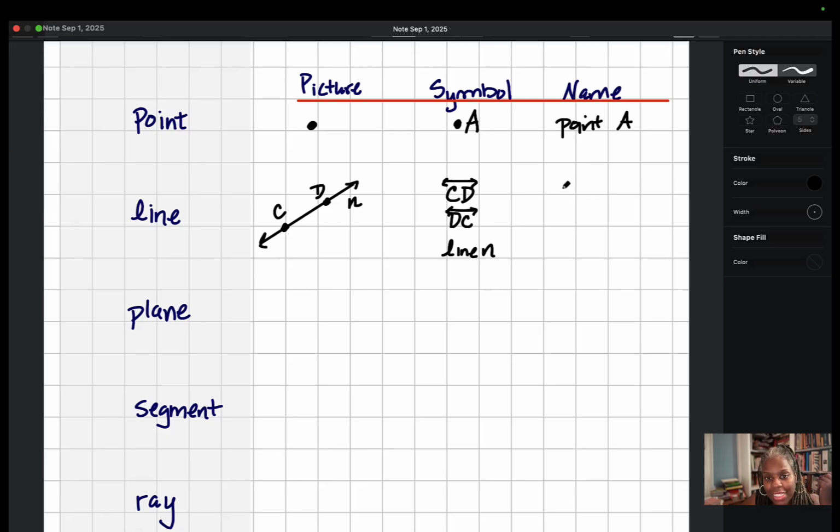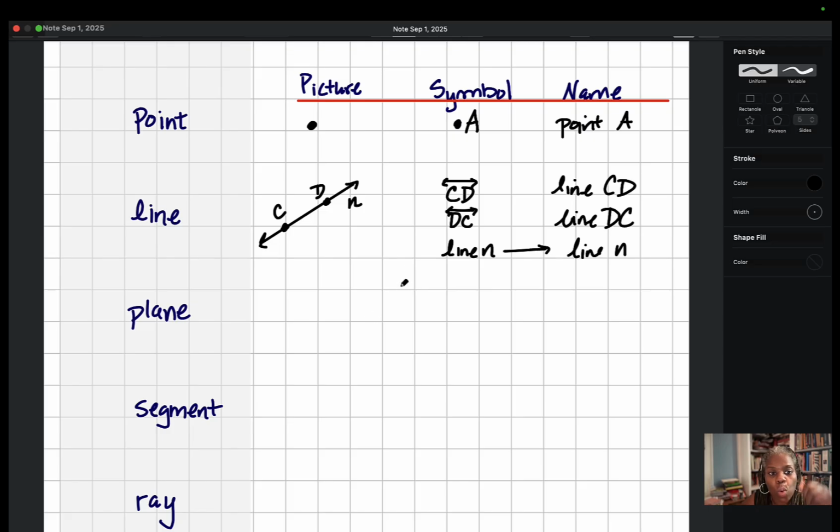And how would I say it? This would mean line CD. This is what I would say, line CD. I would call this one line DC. Write this down. I know it seems tedious, but it's going to help you later. And of course, that says line N, and that's exactly what it is, line N.